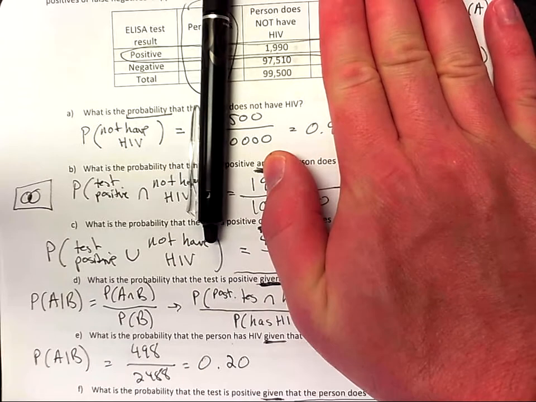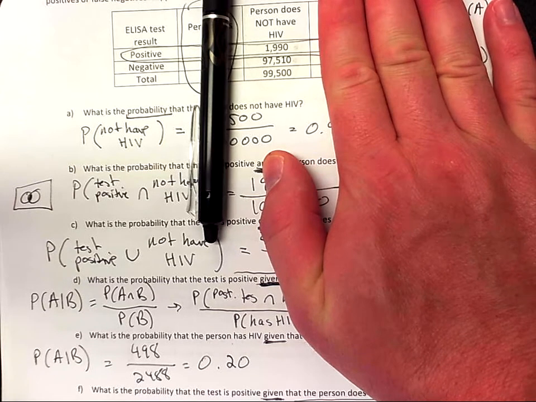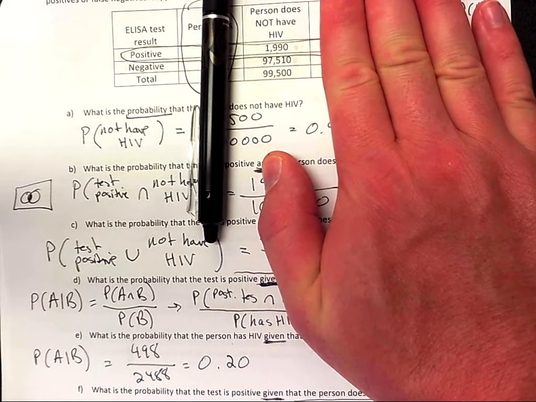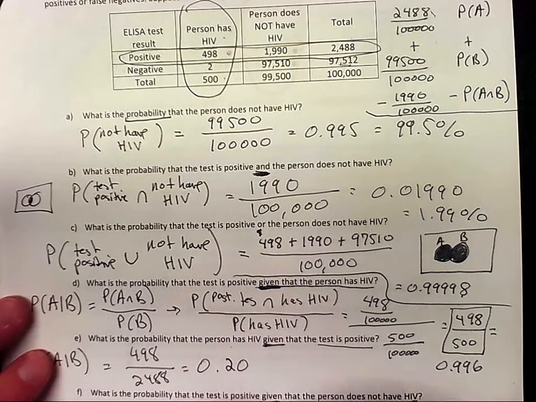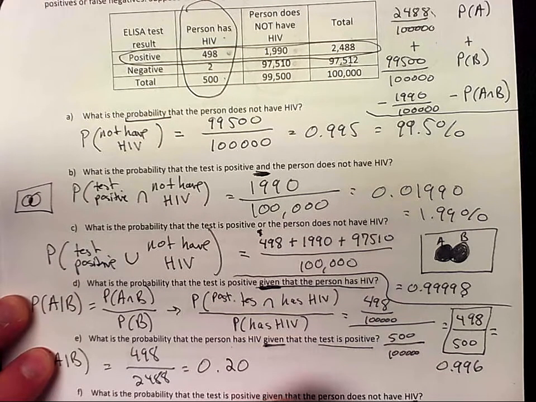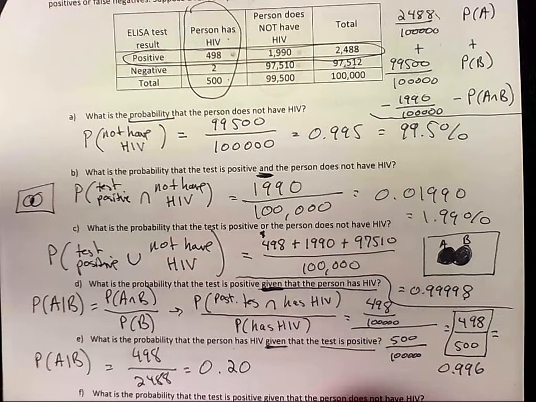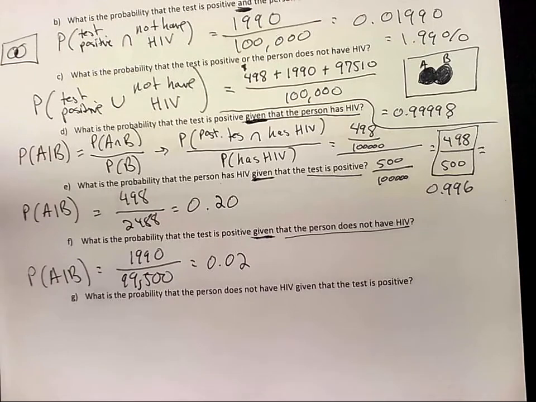All right, if we're looking at just the information for a person who does not have HIV, what is the probability that the test comes back positive? How'd you get that? 1990 over 99,500. Cool. So we're going to have 1990 divided by 99,500. And this comes out to, you said, about 2%? Seems right. Everybody good with 1,990 divided by 99,500?